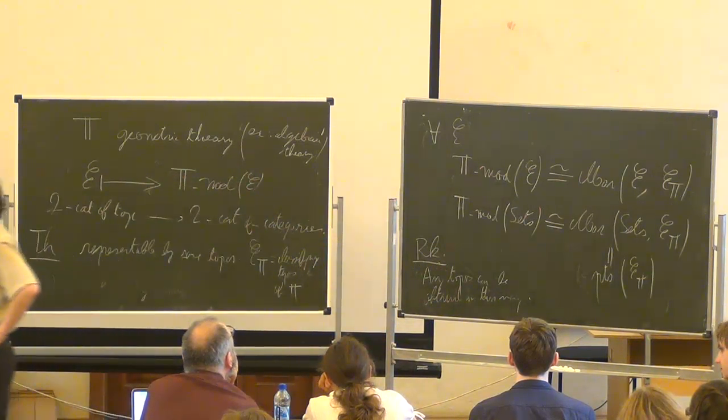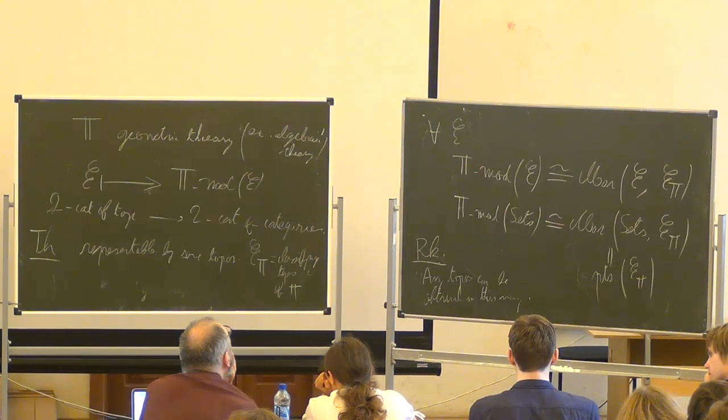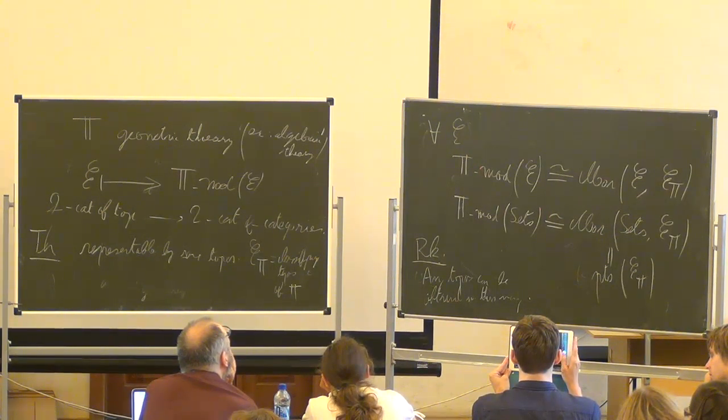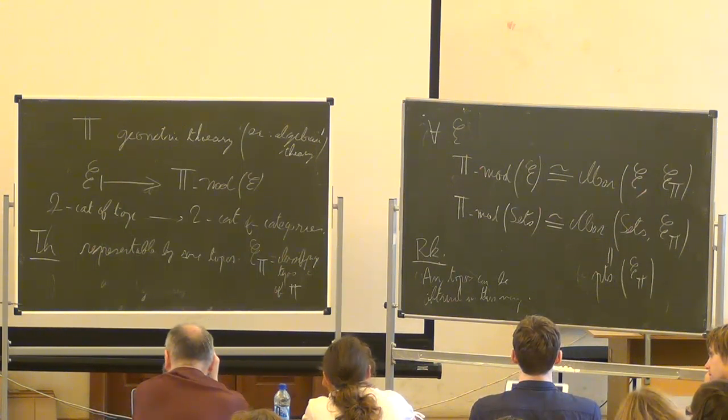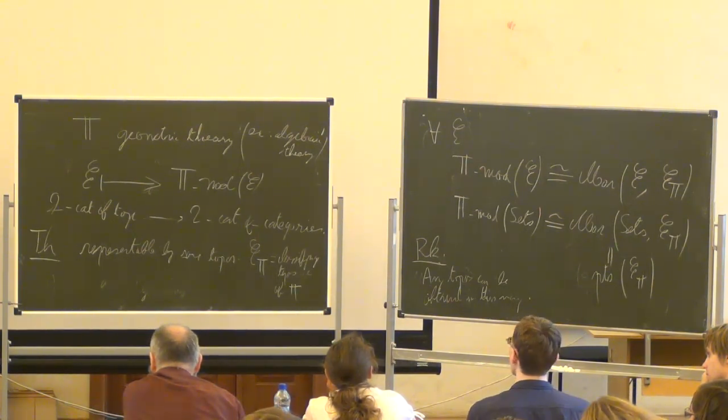There is some kind of loop space. Excuse me? So this is some kind of loop space. Yeah, it is a loop space. What do you mean? You mean the category of points? No. Okay. Never mind.